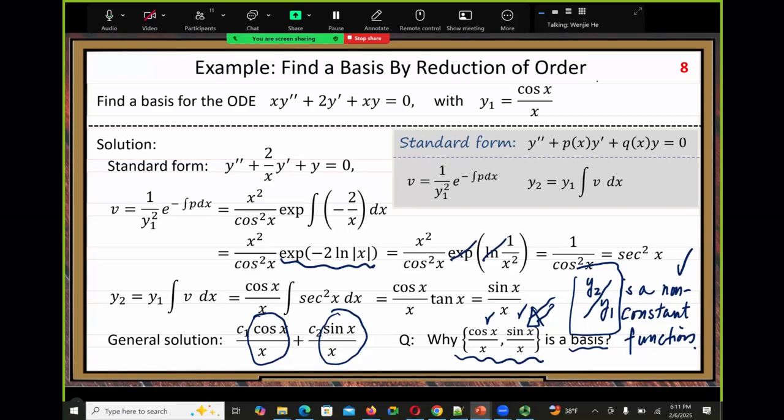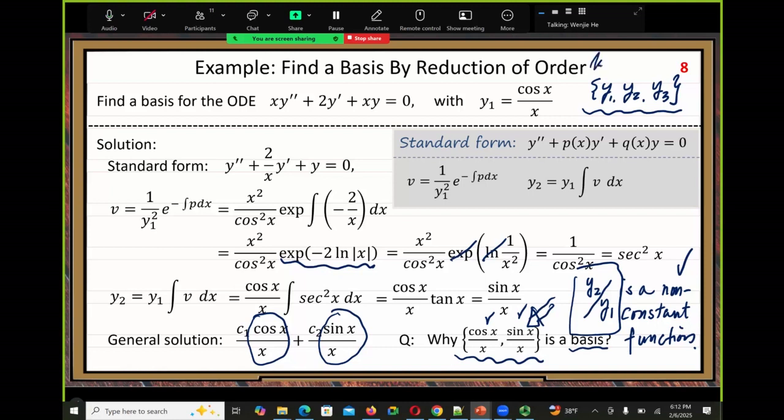For example, if we have three functions, y1, y2, y3, this time we want to check if these three functions are linearly independent. Then it's not easy to answer, right? Because not two, three. You may ask me, what do you mean by linearly independent for three functions? I gave you the definition for two functions, but for three, you just generalize our definition from two to three.